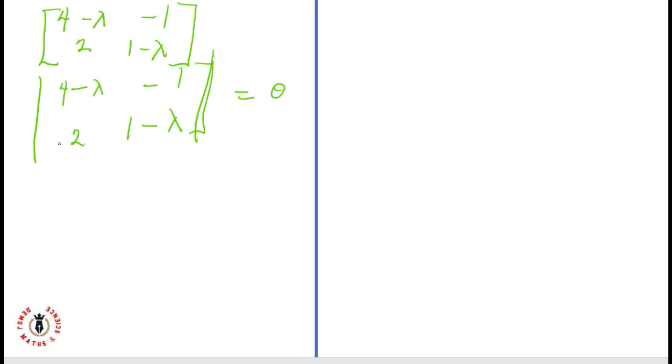Now let's take the determinant of this expression. In case you missed our lesson where we treated the determinant of a 2x2 matrix, please do not hesitate to check this link. It should take you to the determinant of a 2 by 2 matrix.